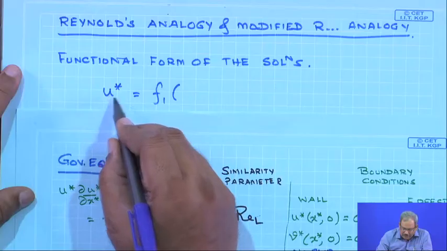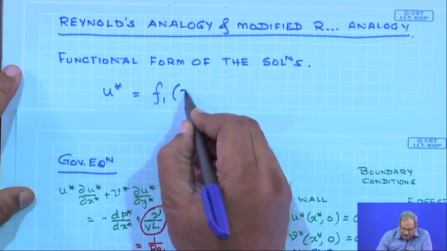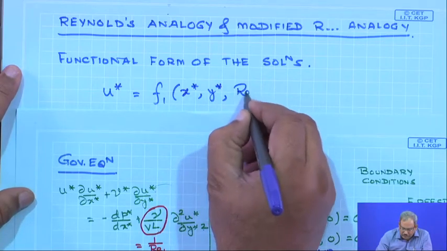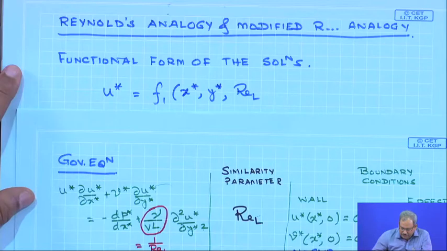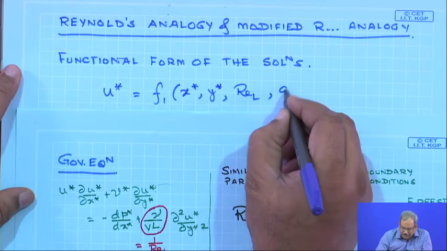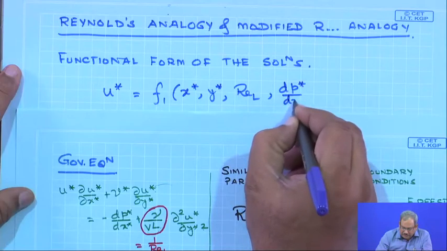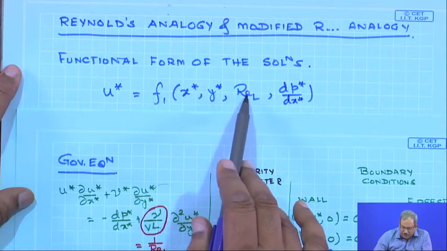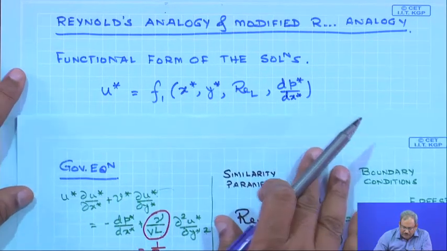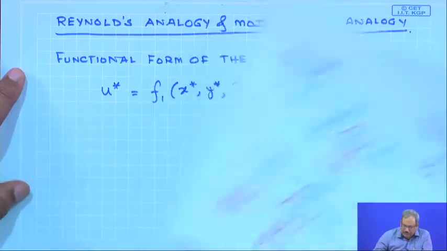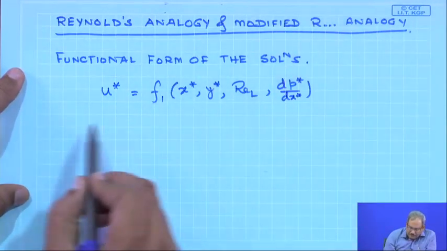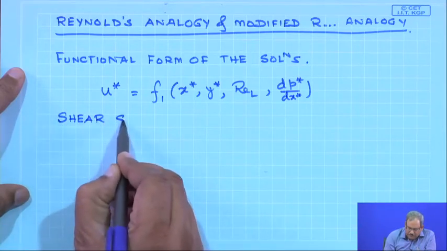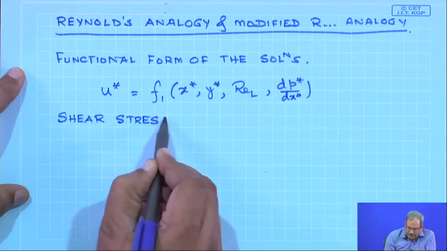So, my functional form of u star is going to be a function of x star, y star, the Reynolds number based on the entire length of the plate, and dp star dx star. I do not know how u is going to be connected with x, y or Reynolds number, but I know that a functional form like this would exist for the case of flow. Now, in terms of engineering interest, we would like to find out what the shear stress at the surface is.